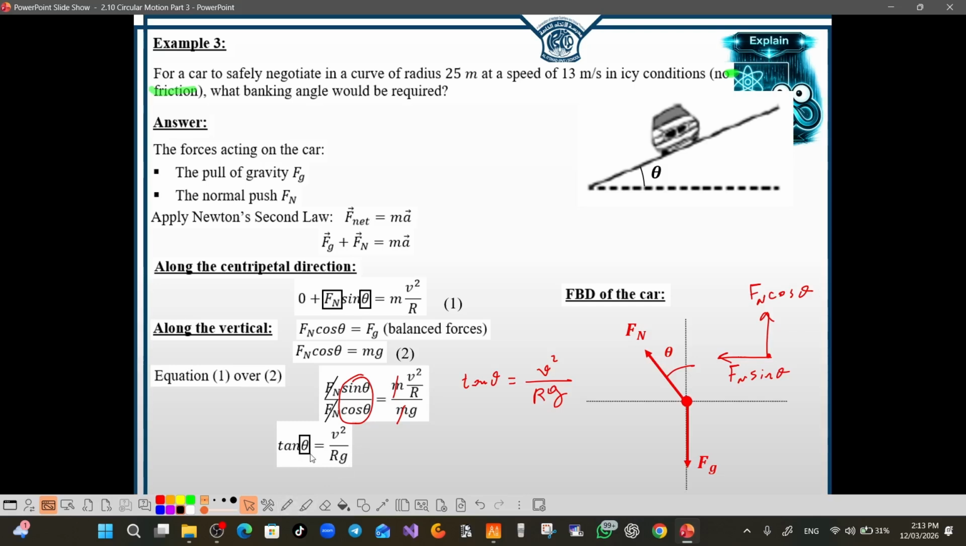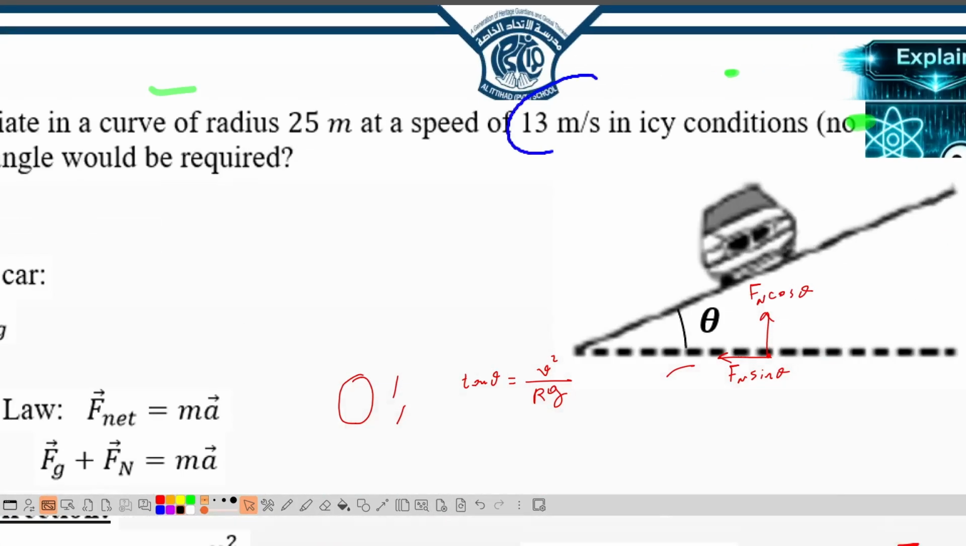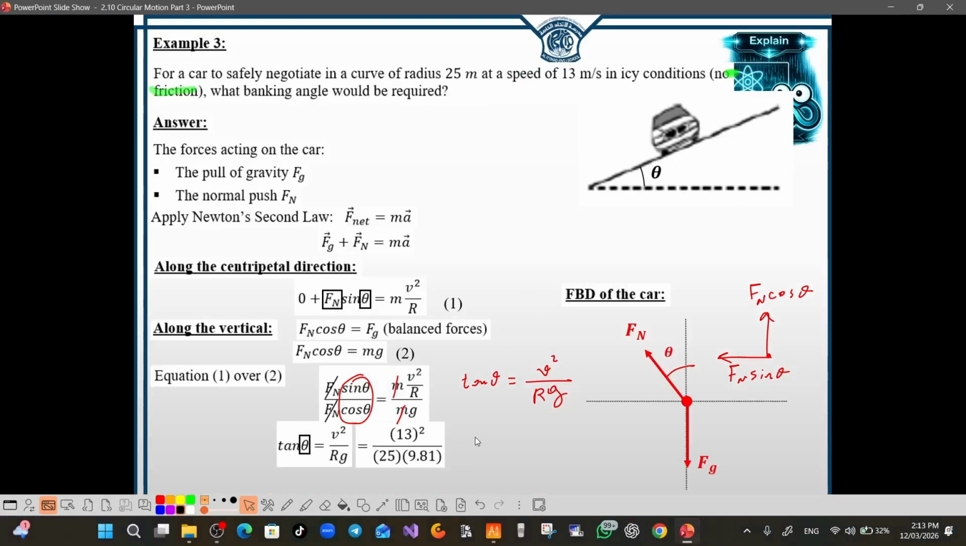Now we substitute to find the tangent of theta. So 13 squared, over 25 times 9.81. I will consider the gravity to be 9.81. And the radius of 25 is given there. This is the radius of the path. And 13, the speed, is given from here. Notice that the angle is independent of the mass of the vehicle.